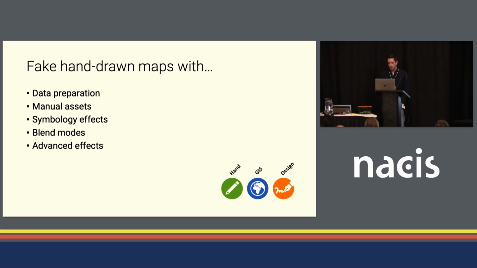The loose grouping of effects, in the order I apply them, is data preparation, then often generating manual assets or styles, as Vanessa spoke to. Then symbology effects, especially with ArcGIS Pro, where the symbology pane is capable of all kinds of cool stuff. Then blend modes, and then what I'm going to call everything else, or the advanced effects. And as I navigate my stream of consciousness, I'm going to try and denote where things apply, whether it's hand-drawn, GIS, or design.